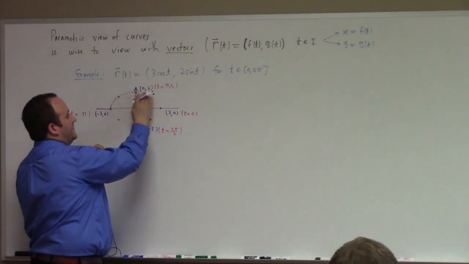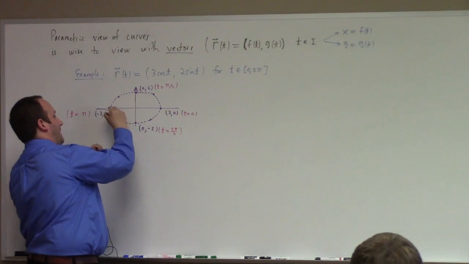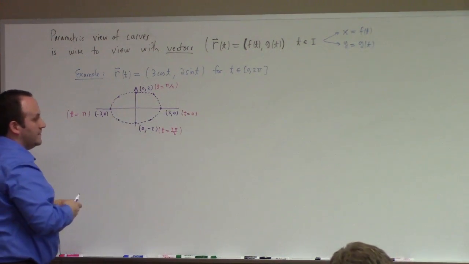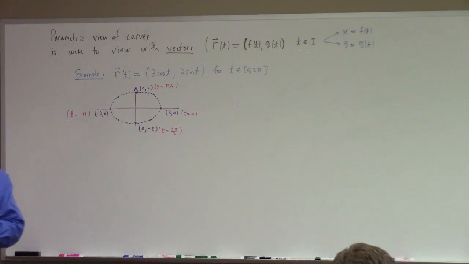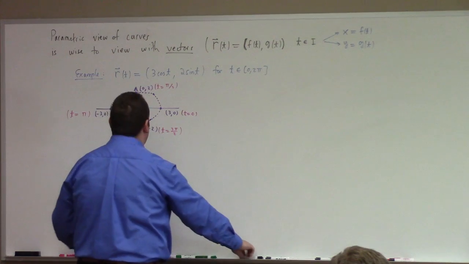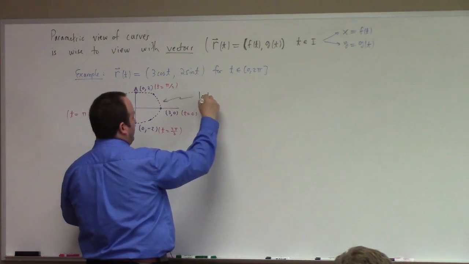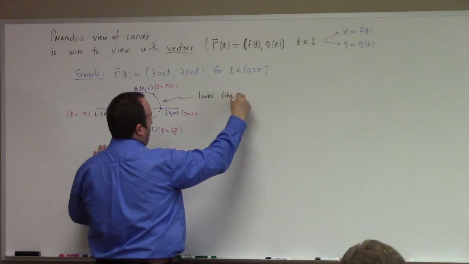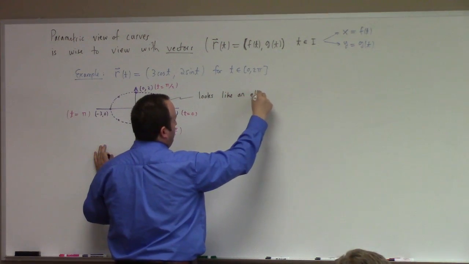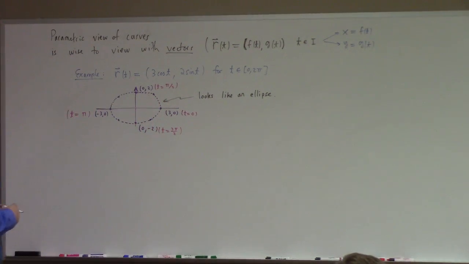Oops, I can't draw. What do you think it is? It's a circle. Right, and it's an ellipse. Looks like an ellipse, right? Now, how would we convince ourselves of that? What's the equation of an ellipse? It has the form what?